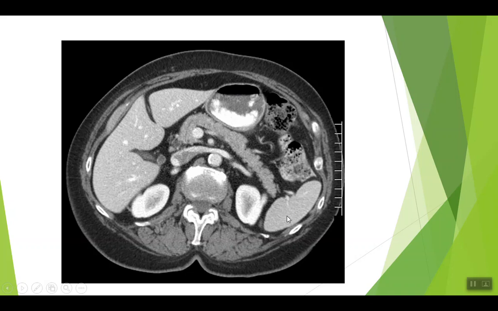Spleen's on the left side. It's a posterior organ. Remember, when you're looking at a CT, things that are on the patient's right would be on your left, vice versa. Pancreas sits kind of in the middle. Aorta, inferior vena cava right next to it.